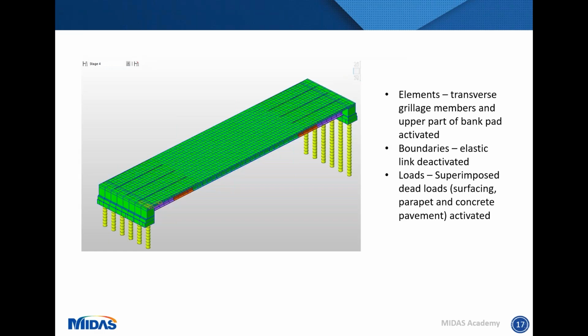The next stage is the final stage that we use for the model. Within the elements, I've activated the rest of my bank pad. I've also activated the transverse members for my elements, so it's now a full grillage model. For the boundaries, all we've done here is deactivate the elastic link condition, so it's no longer simple supported, but instead the software will now take that as a fixed connection.